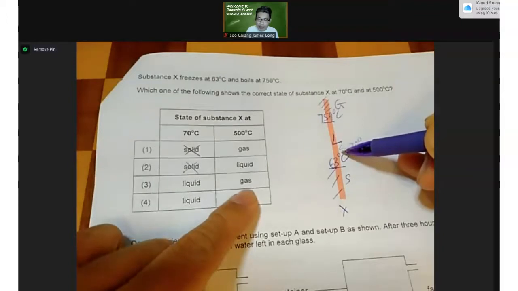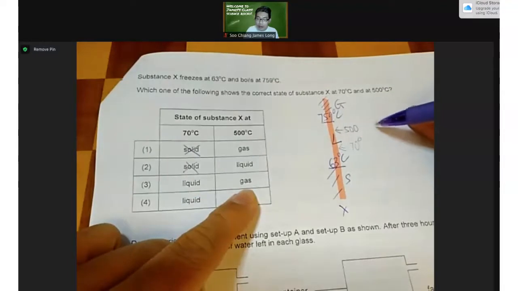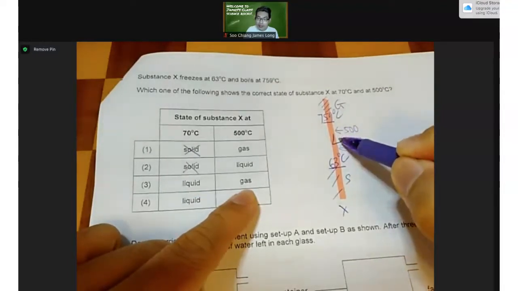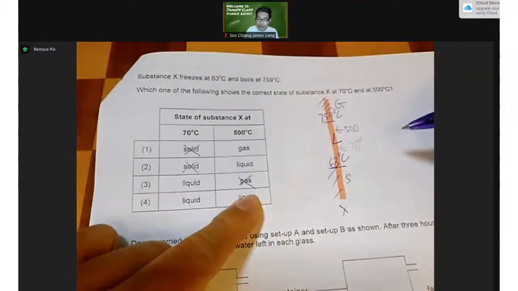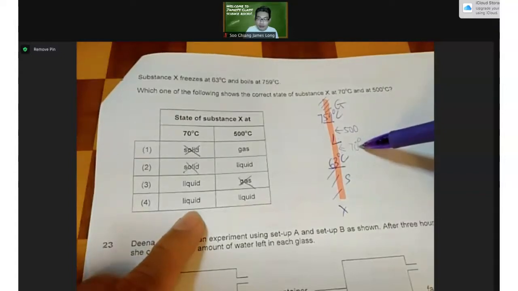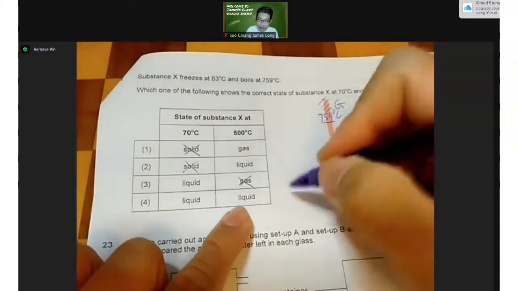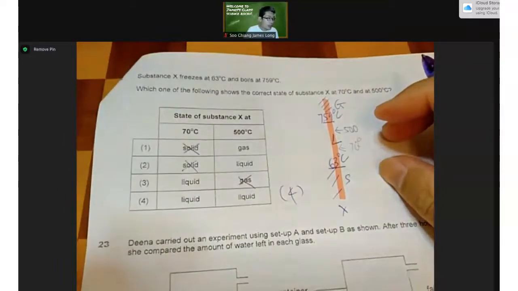Is it a gas at 500? 500 is somewhere here. It is still a liquid, not a gas. It's only a gas above 759. So this part is wrong. At 70, it is a liquid, and that's true. At 500, it is also a liquid, that is also true. Answer is 4 for this question 22.